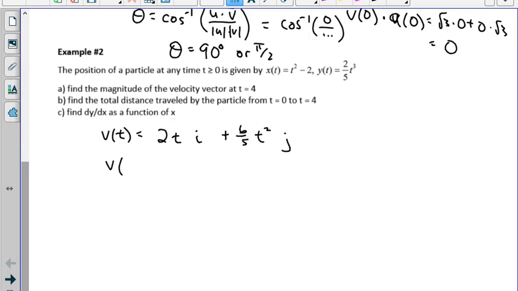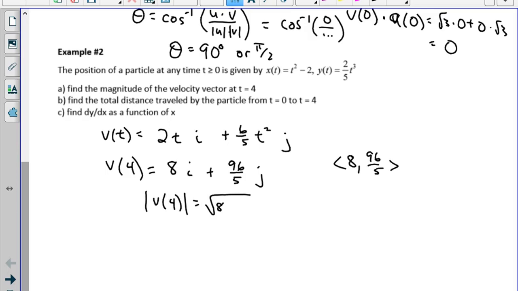So now if I want v of 4, I just substitute in 4. So I get 8i plus 96/5 j. So I can write that as 8 comma 96/5 in component form too. So I want to find the magnitude of this.